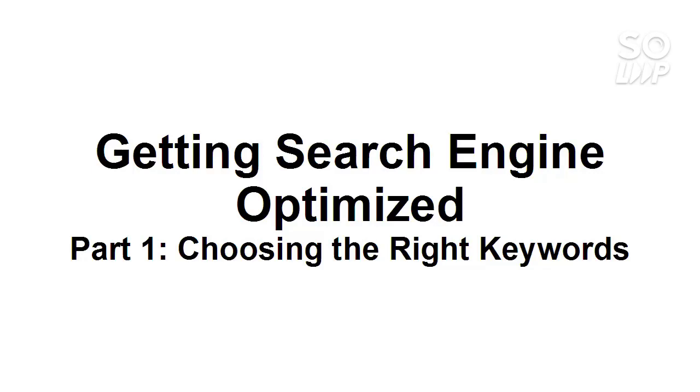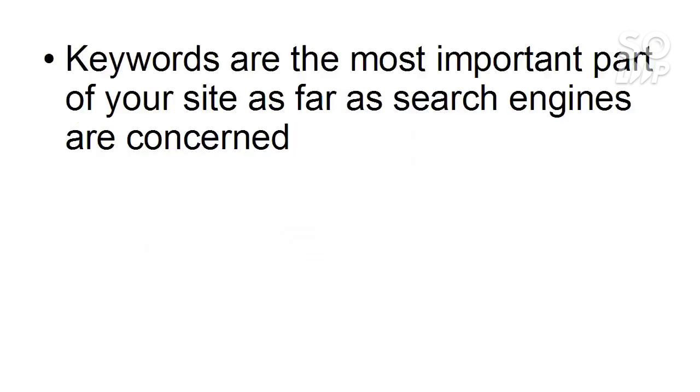One of the best ways to get free traffic is through search engines. And the best way to get free traffic from search engines is via search engine optimization, otherwise known as SEO. There are two key components to getting good rankings in the search engines. The first one, which we're going to cover in this video, is choosing the right keywords, because keywords are the most important part of your site as far as the search engines are concerned.